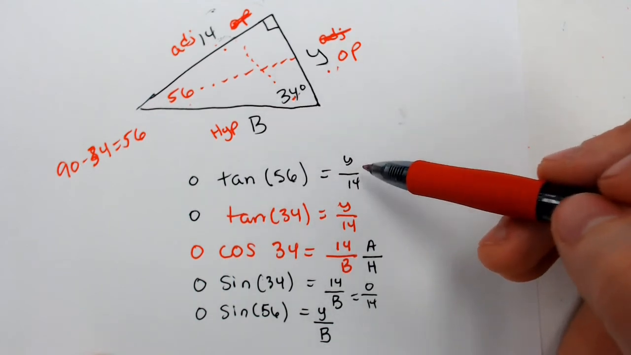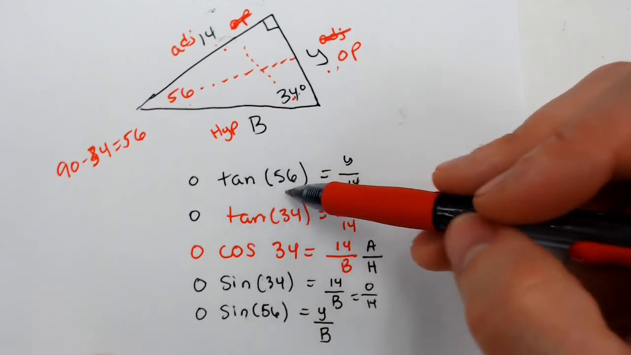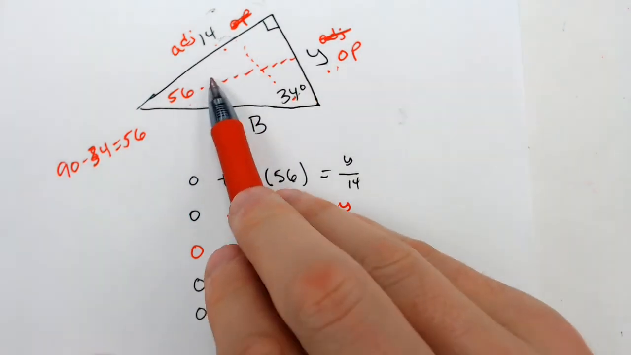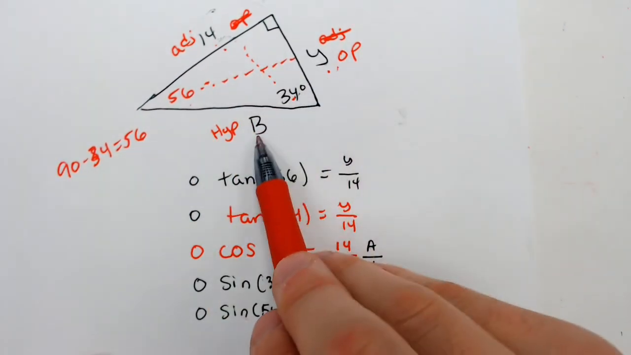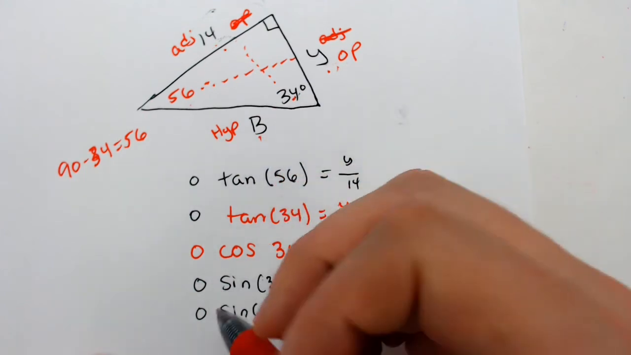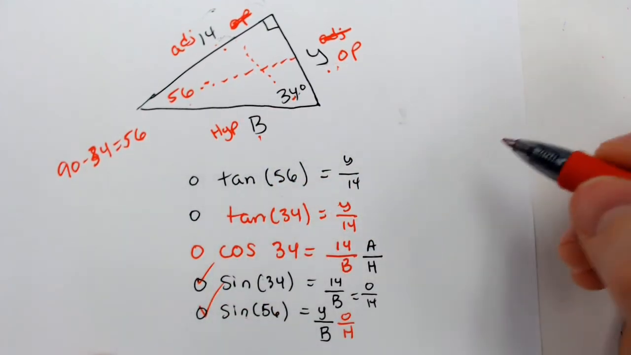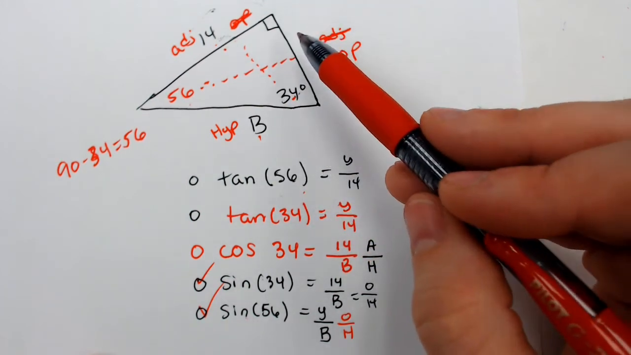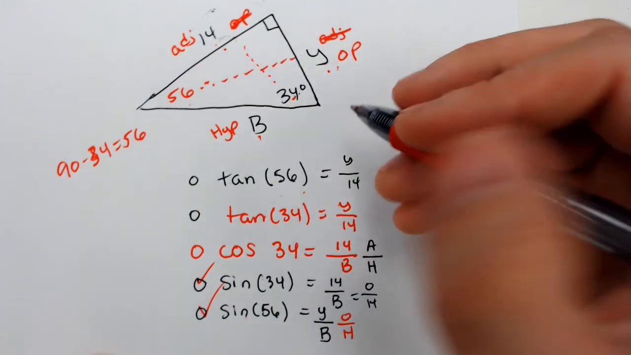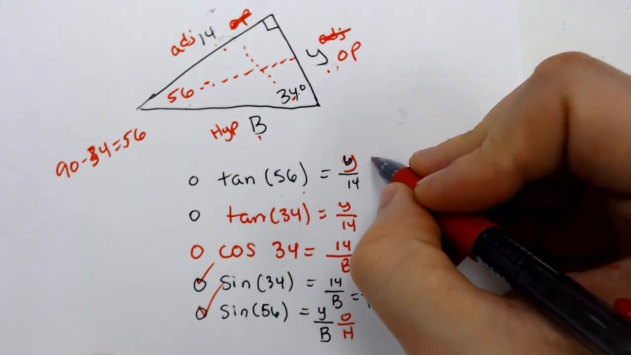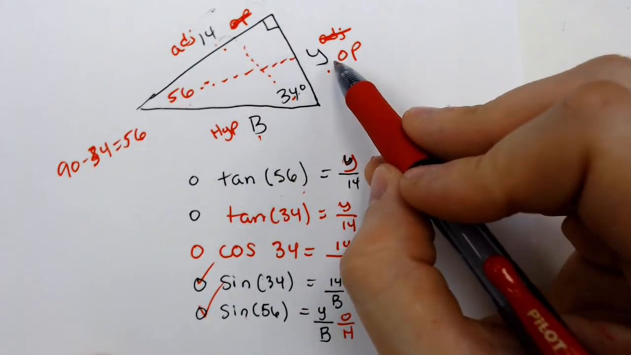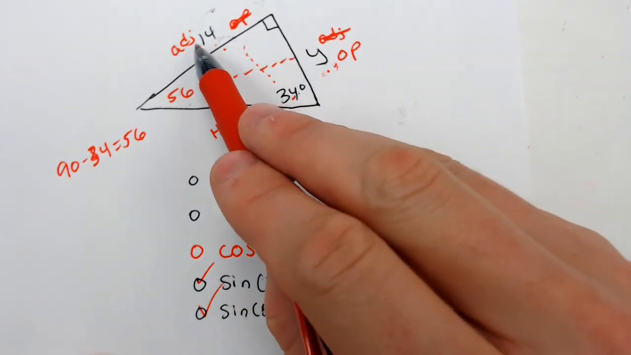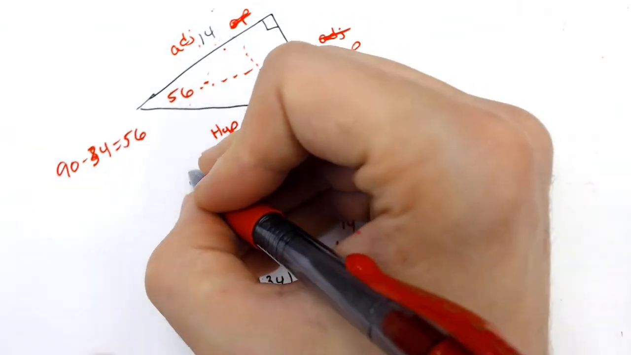So now I got my 56. I'm going to do sine of 56 and the tan of 56. Sine is still opposite over hypotenuse. Is the opposite y and the hypotenuse b? Yes, that would work. And I forgot to mark the one above it. Is tan of 56 y over 14? Well, tan is opposite over adjacent. Is this the opposite and the adjacent? Yes, it is. Opposite is y, got it, and adjacent 14. They're in the correct locations.